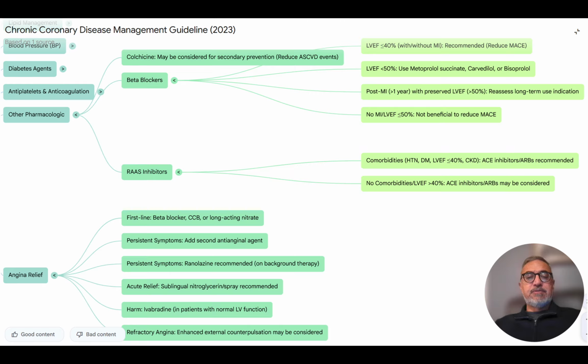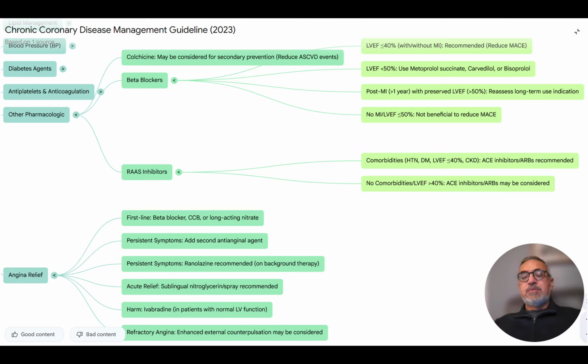Other pharmacological treatment: colchicine may be considered for secondary prevention to reduce events. Beta blockers in select patients, such as those with EF less than or equal to 40%, with or without MI, EF less than 50% in the setting of a previous MI. If the MI is more than a year old, should consider discontinuing beta blockers, especially if they're causing symptoms. If there's no MI or LVEF less than 50%, beta blockers are not beneficial to reduce MACE.